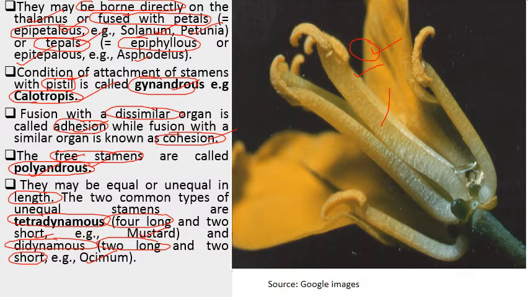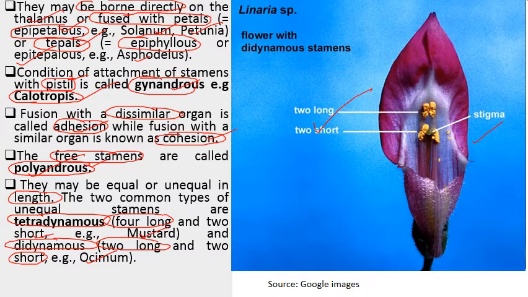So this is the photograph which shows tetradynamous condition. In this, the inner 4 stamens are longer in length and the outer 2 are smaller in length. This type of condition is called tetradynamous condition. Then we have the Linaria flower which shows didynamous condition. In this, 2 long stamens are present and 2 are shorter stamens, and similar cases are found in the case of Ocimum. So these are some terms used with stamens.